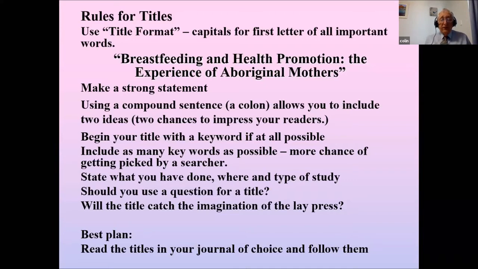So that particular title will get a lot of hits from Google or the other databases if people are searching for articles on breastfeeding, or if we put Australia in there, on Australia. Occasionally we use a question for a title, but that's not particularly common.